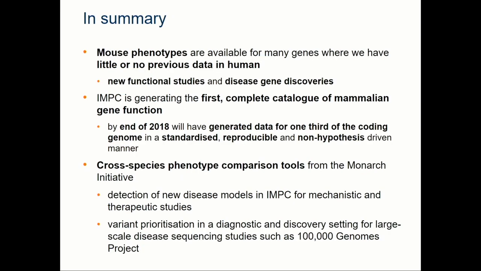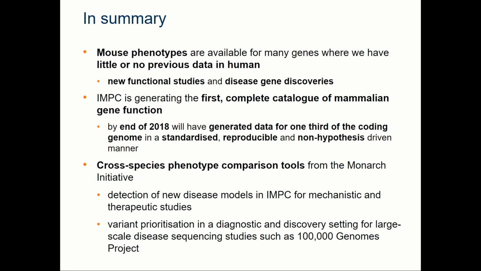In summary, I hope I've managed to convey that mouse phenotypes are available for many genes where we don't have data from the human, at least on single gene disruption studies. So you can use this mouse phenotype data, and particularly the robust, reproducible data that's stored in the IMPC, to drive your functional experiments, to come up with new things to test. And also, if you've got a variant in a gene that you know nothing about, it's well worth looking at resources such as IMPC to see if it confirms the patient's phenotypes.